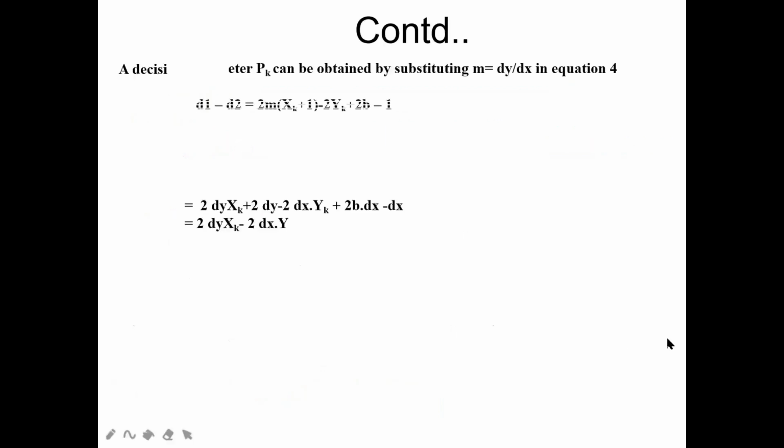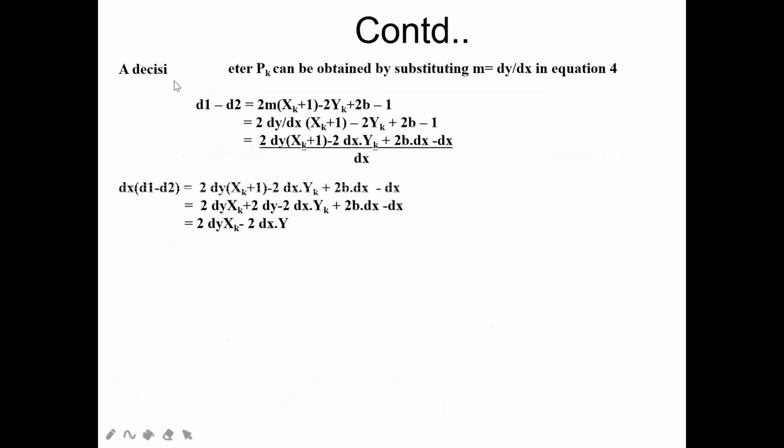Now here you can see, this is a decision parameter. A decision parameter pk can be obtained by substituting the m value equal to dy by dx in equation 4. Okay, so now here you can see, we have to assume again two things.